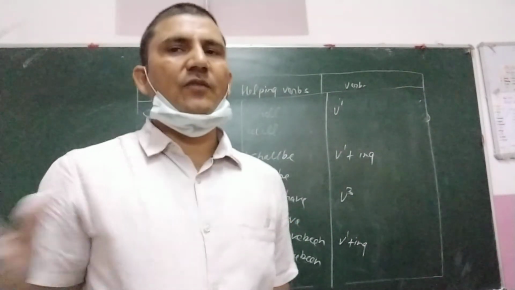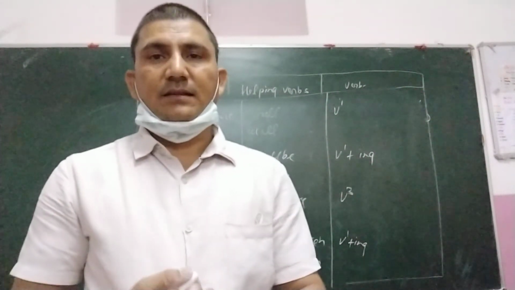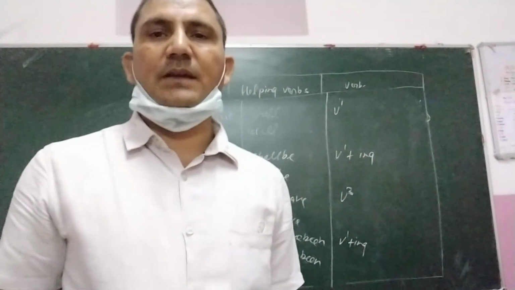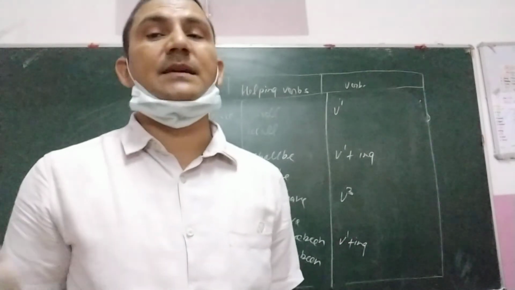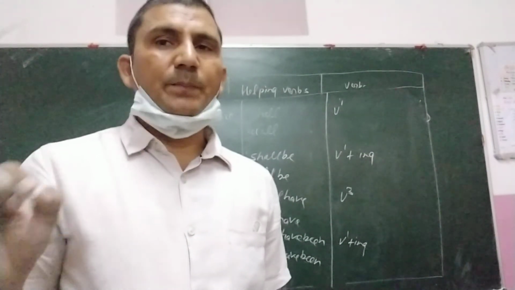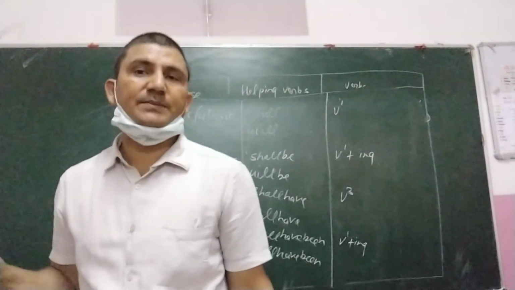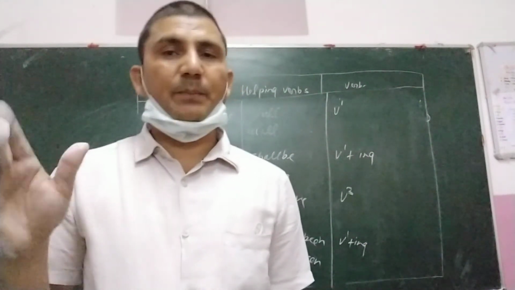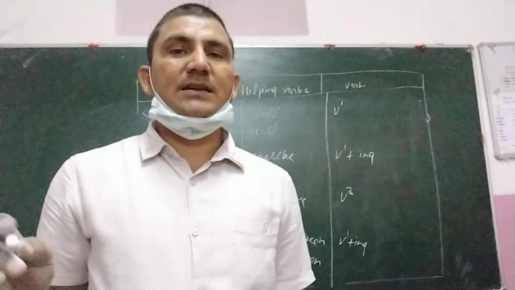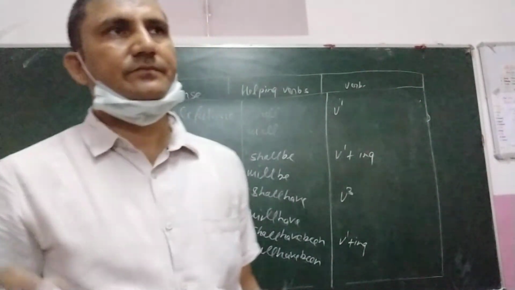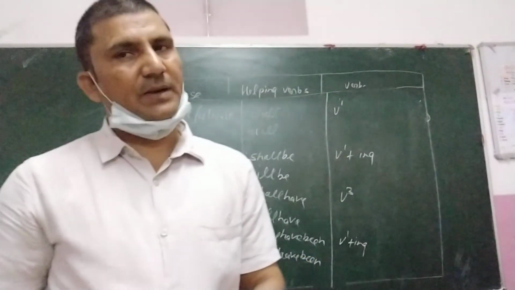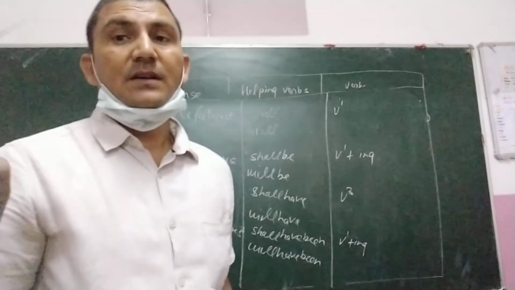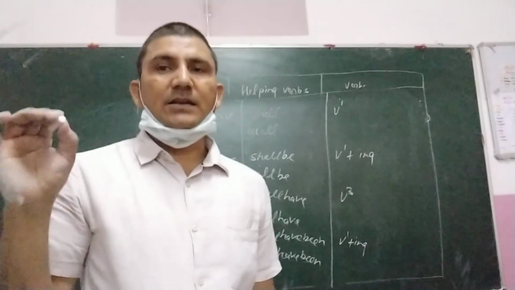Now if we discuss in short, then in all the simple tenses we use the first form of the verb, except simple present and simple past. In simple present, in an affirmative sentence, if the subject is singular we will use s or es, and in simple past, in an affirmative sentence, we always use the second form. This is the condition of simple tense. Except these two tenses, in every simple tense we use the first form of the verb, and in continuous we always use the ing form.